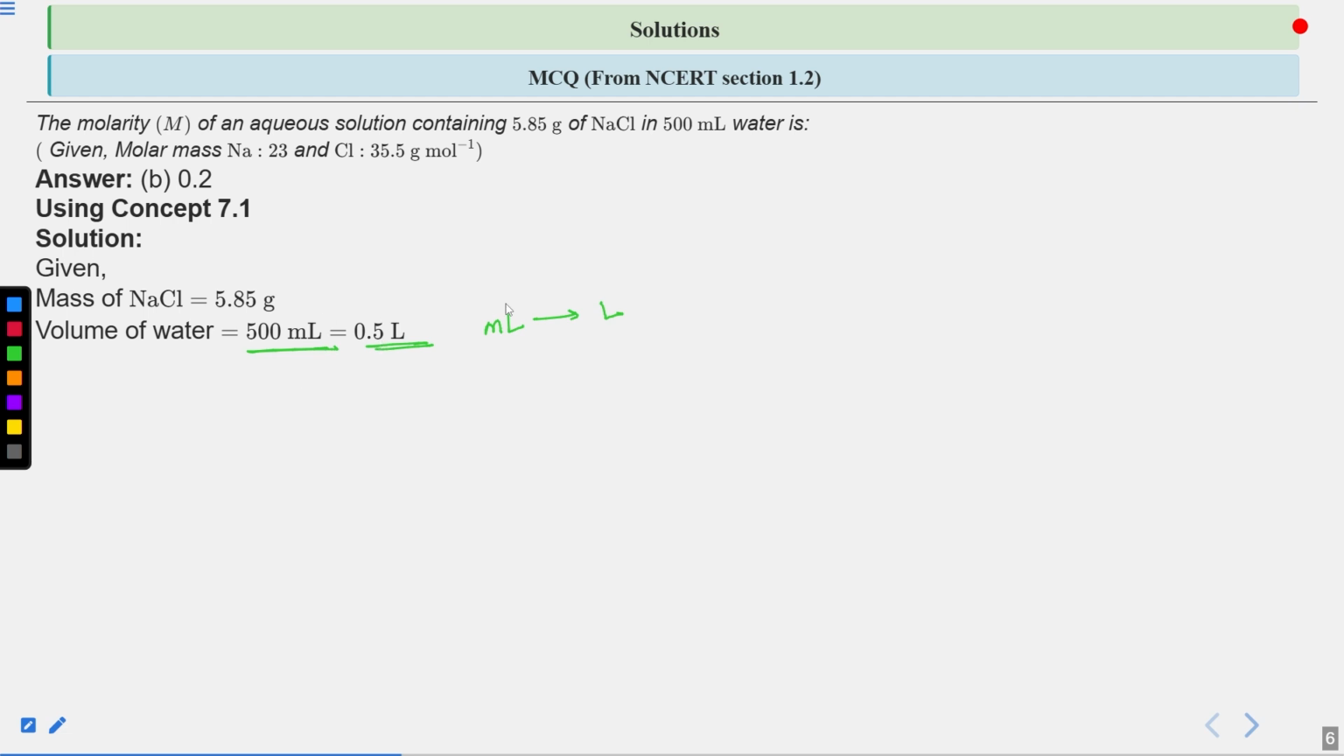Why are we converting it into liters? Because in this question we are asking about the molarity, right? And in the molarity formula, we use the volume specifically in liters. Okay, we want our volume in liters. So the volume of water will be 0.5 liter.